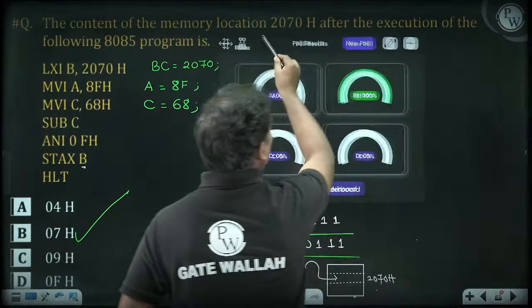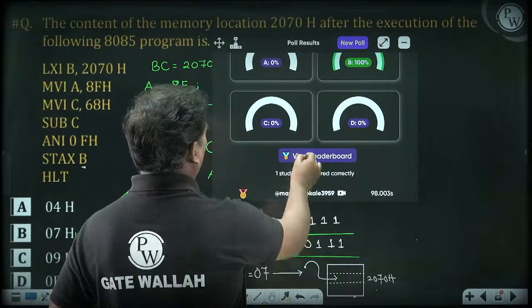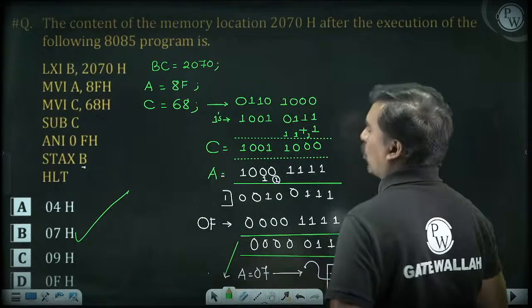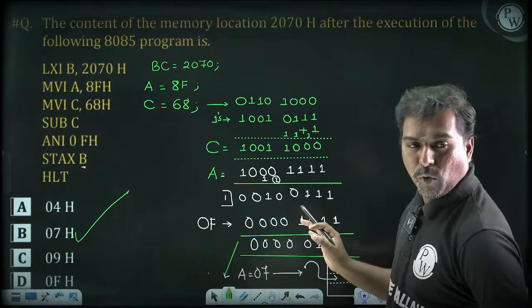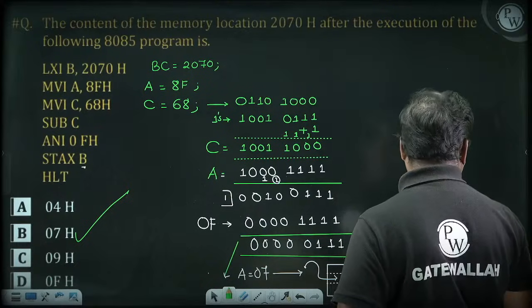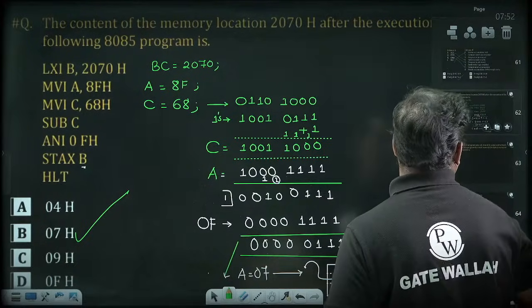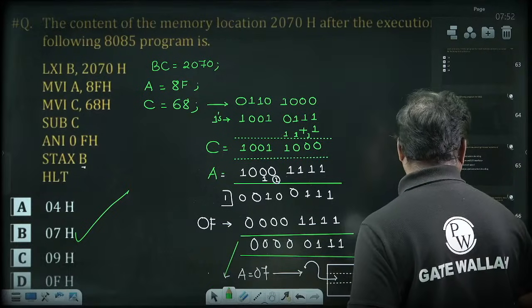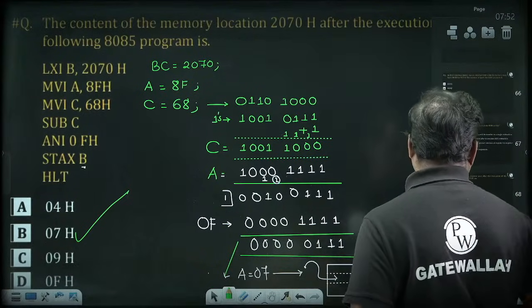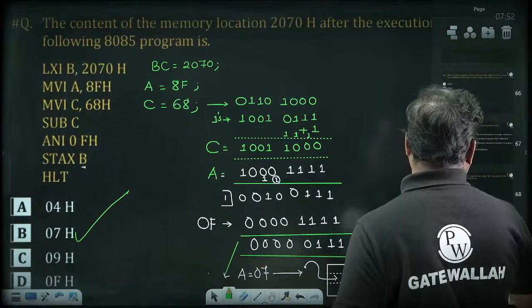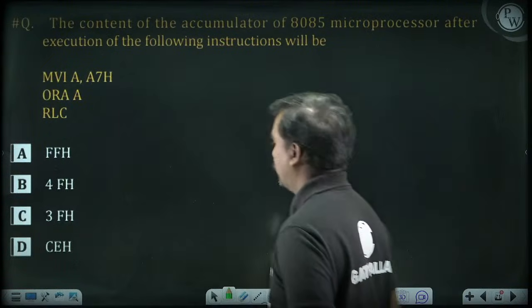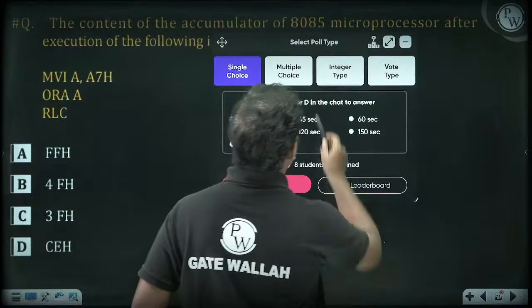100%. Excellent. Excellent, Mayuri. Okay, nice. Now you are getting the poll, right? Okay, let us go for the next question. Answer this question. I am giving the poll for you.